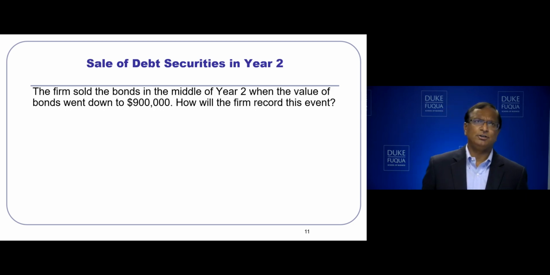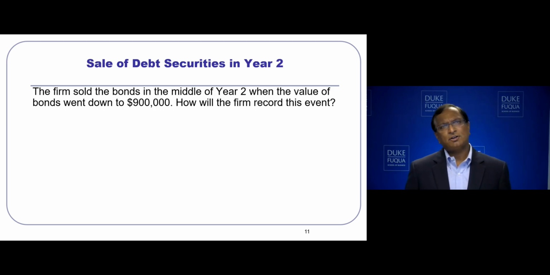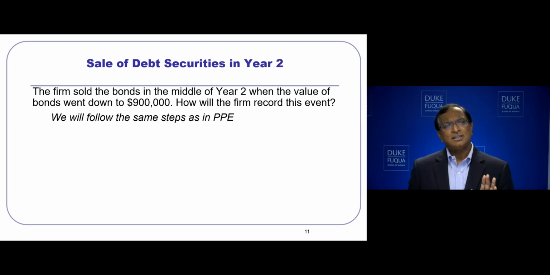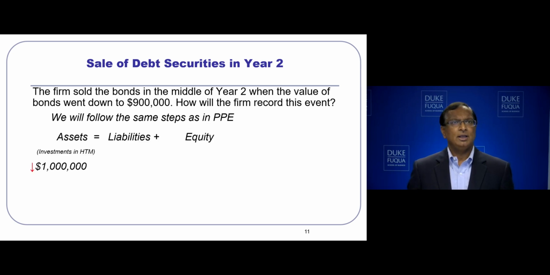Now let's move to year two. Let's say the firm sold these bonds in the middle of year two when actually the value of the bond had gone down to $900,000. How will the firm record this event? Now the accounting for the sale of bonds will be the same as in PP&E, so we'll follow the same steps. So let's do the first thing. First, we need to remove the investment from the books because it has been sold.